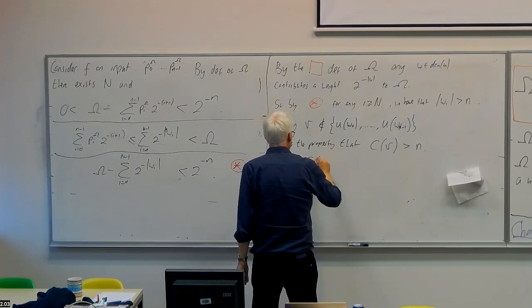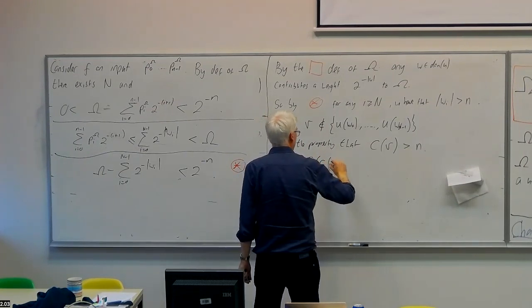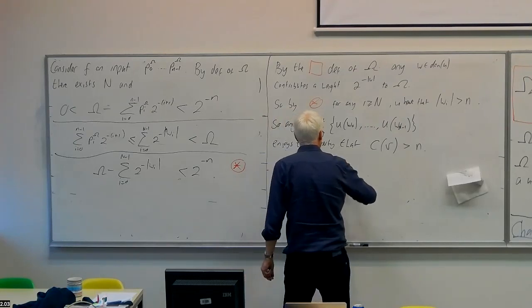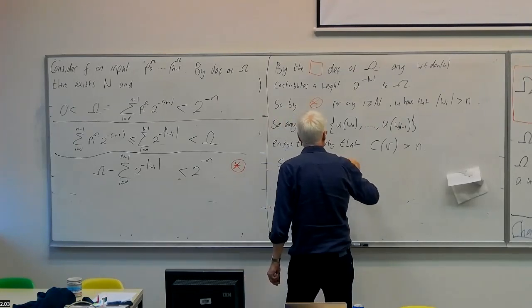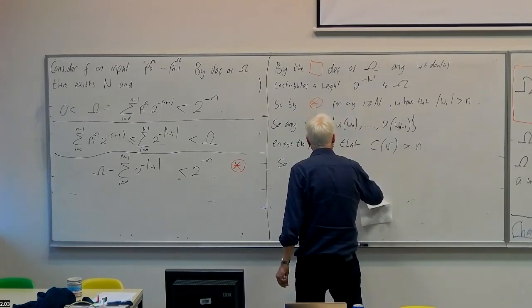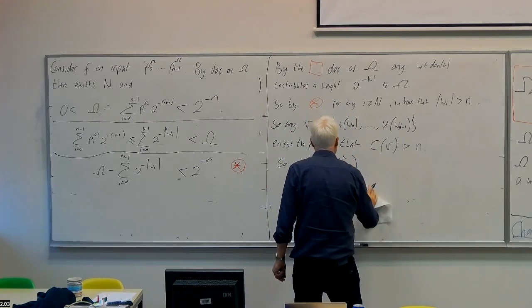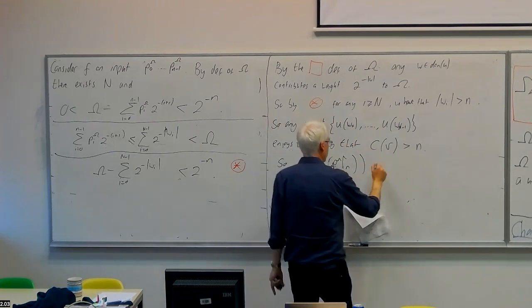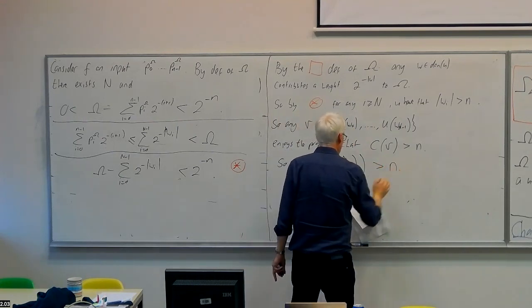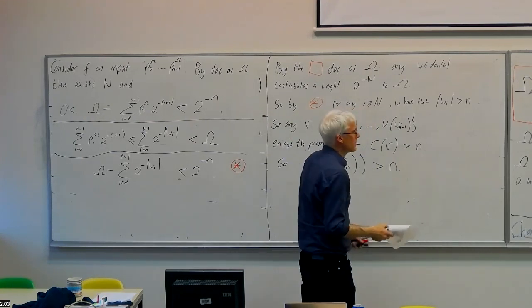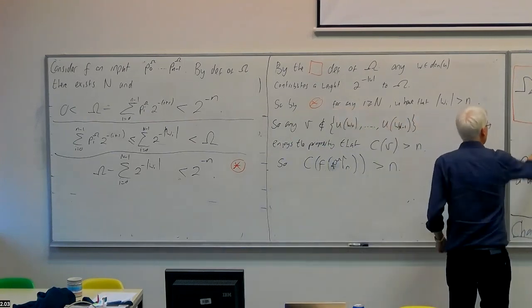So we have the C of F of omega of P omega restricted to n. So the first n bits of P, the complexity of that is greater than n. Okay, we're nearly done. I just need to use one more board.